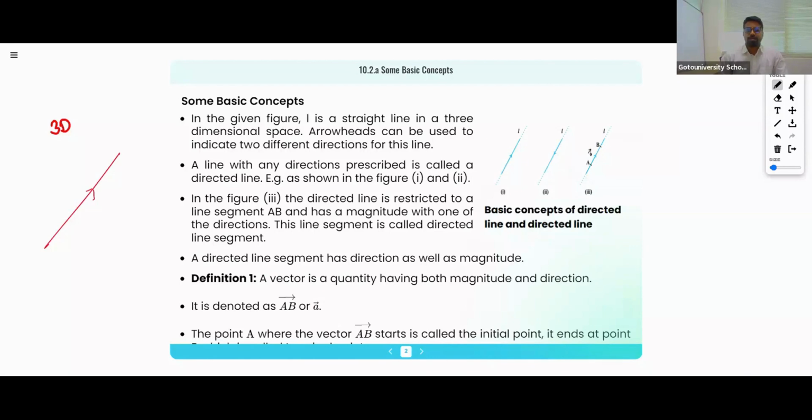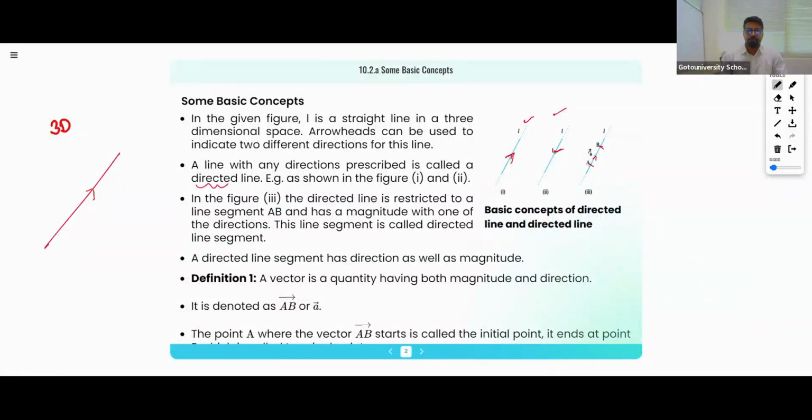Okay, so there are different directions. There is a direction upward here in figure 1. In figure 2, it is downward. In figure 3, we have a segment, I mean, the entire line is cut into a segment starting from A to B, in the direction like this. So here, a line with a direction is called a directed line. For example, first 1 and 2: one is a directed line upward and this is a directed line downward.